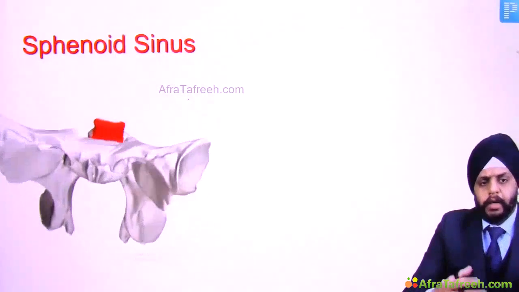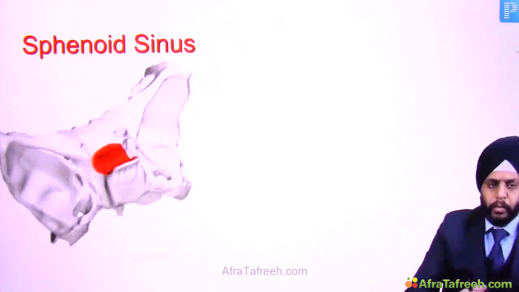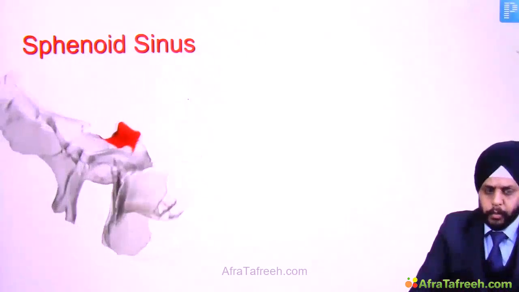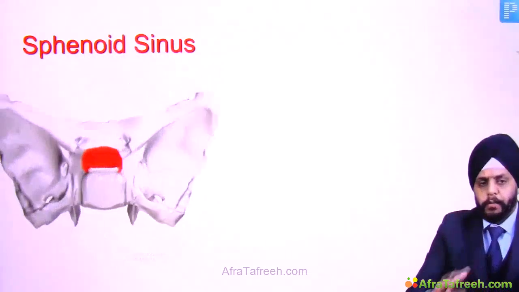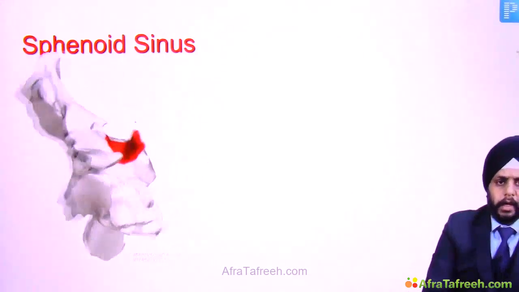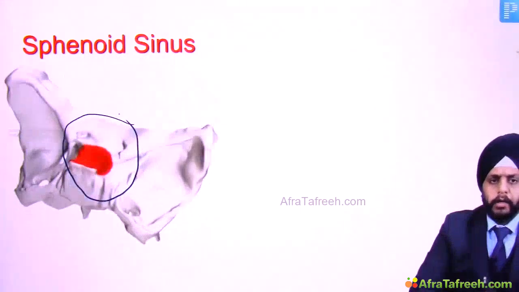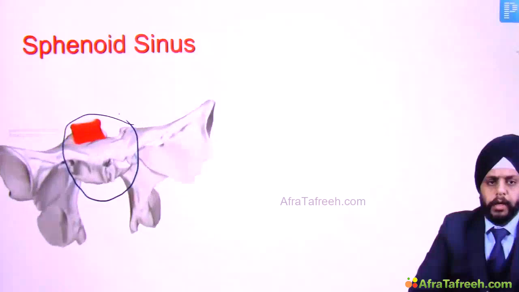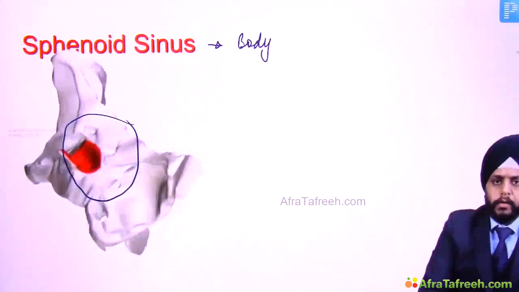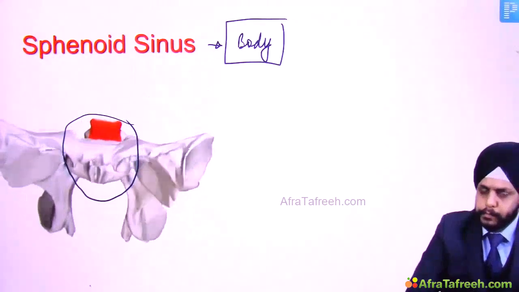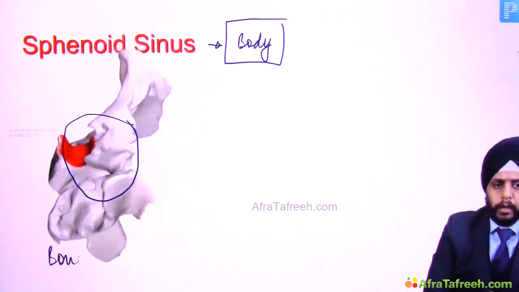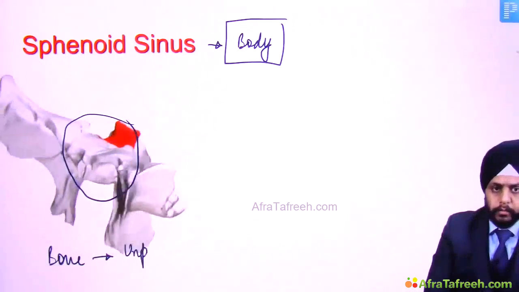So let's have a look at the sphenoid bone. What we can see over here is the sphenoid bone. I will be teaching you the sphenoid bone later on in detail in the anatomy, but we should know that this central part of the sphenoid bone is known as the sphenoid body, and in this sphenoid body develops the sphenoid sinus.